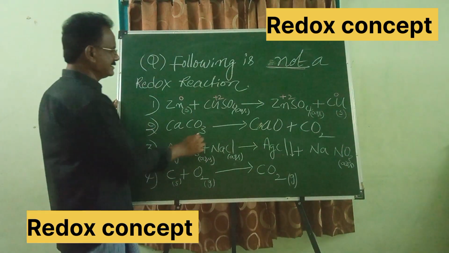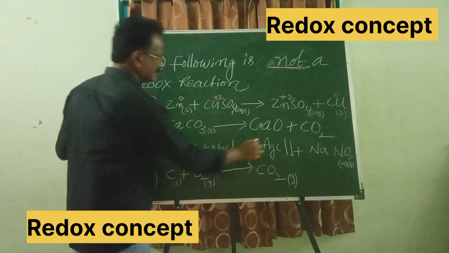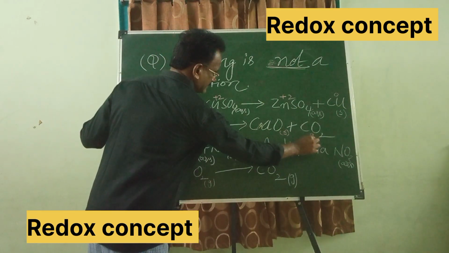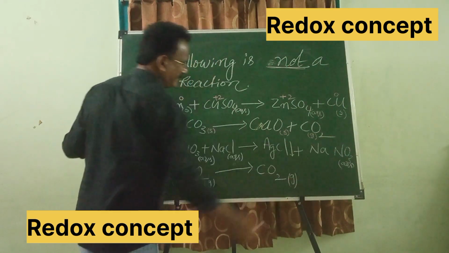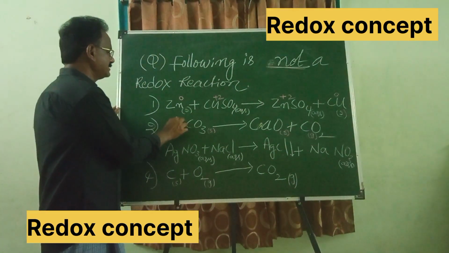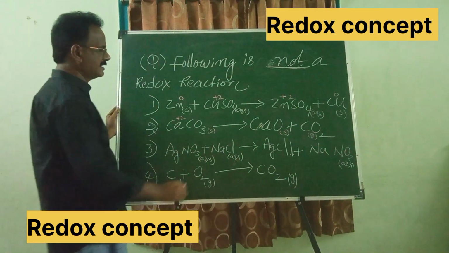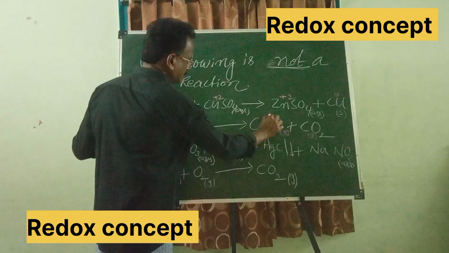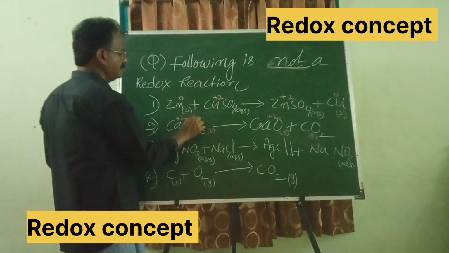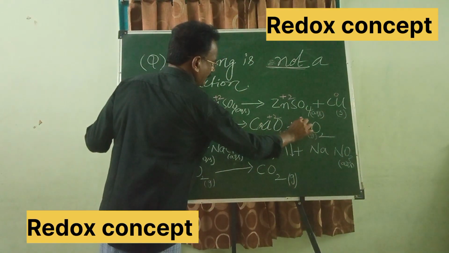Okay. Now let us see this reaction. This is solid state. This is also solid state. This is gaseous state. I forgot to keep it here before. So now let us see the oxidation states for this reaction. What is the oxidation state of calcium here? +2. What is the oxidation state of calcium here? +2. What is the oxidation state of carbon here? +4. What is the oxidation state of carbon here? +4.